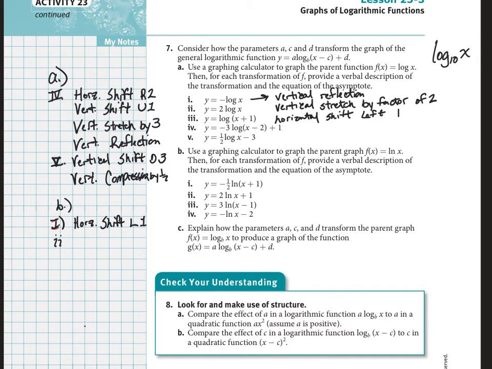The II here. We have 2 things. We have no parentheses, so we have vertical and vertical. Remember, horizontal takes place inside of a parentheses. Let's take care of the easy one. This is a vertical shift because it's an adding or subtracting sign, and it is going to go up 1 unit. And then we have a vertical stretch because the number is not between 0 and 1. Vertical stretch by a factor of 2.